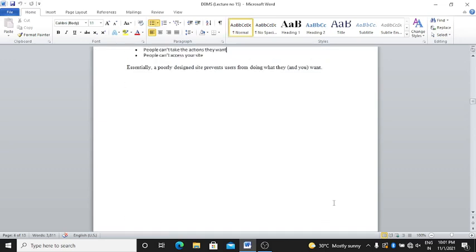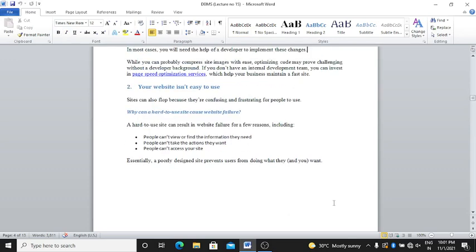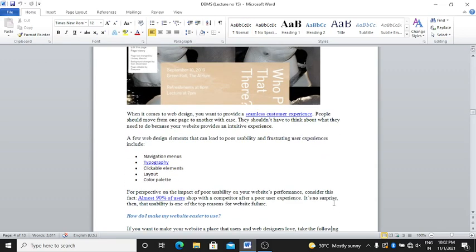A hard to use site can result in website failure for a few reasons, including: first reason is people can't view or find the information they need. Second one is people can't take the action they want. And third one is people can't access your site. Essentially, a poorly designed site prevents users from doing what they and you want.